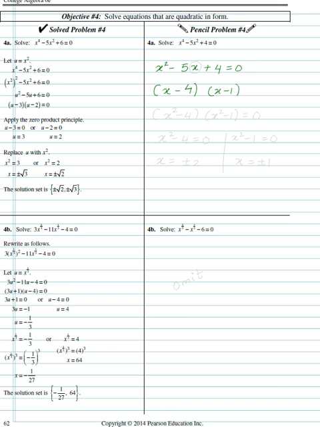So in place of x, what do I see? x squared. So what am I going to do? I'm going to go back and change them. So this becomes x squared minus 4. This becomes x squared minus 1. And I set each one of them equal to 0. What do I get? x is equal to plus or minus 2. x is equal to plus or minus 1.